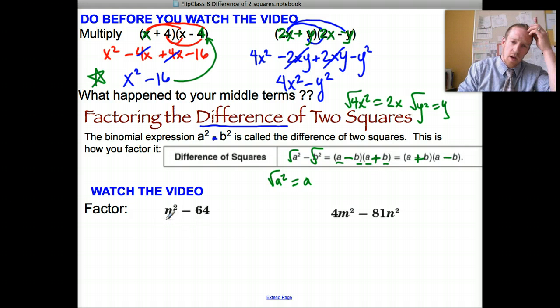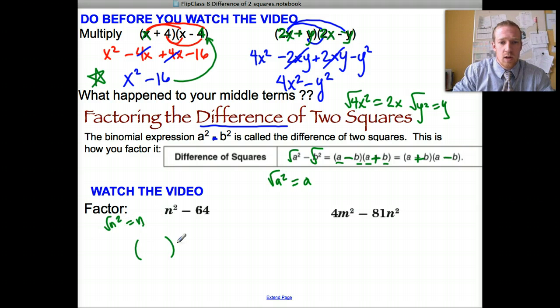Alright, so look, we have two terms here. Are they perfect squares? Well, we look and we see that yes, n squared is a perfect square. What's the square root of n squared? It's just n. So we're going to have n as our first term. 64, what's the square root of 64? That's 8. So it's going to be a plus 8 and a minus 8.